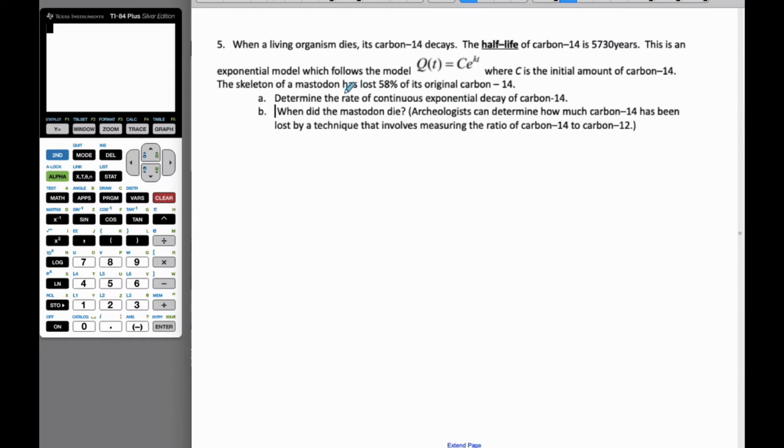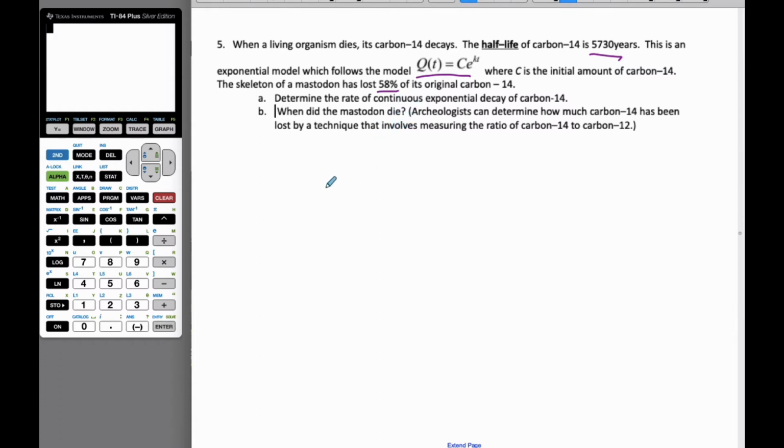And so this is an exponential model that follows this half-life. C is the initial amount of carbon-14, and the skeleton of a mastodon has lost 58% of its original carbon-14. Determine the rate of continuous exponential decay of the carbon-14. So I know this is the half-life. What is the rate of decay?